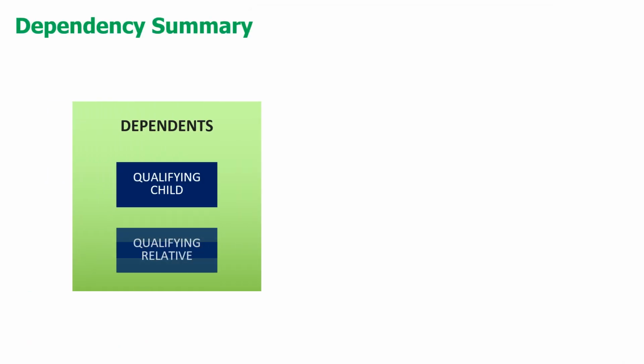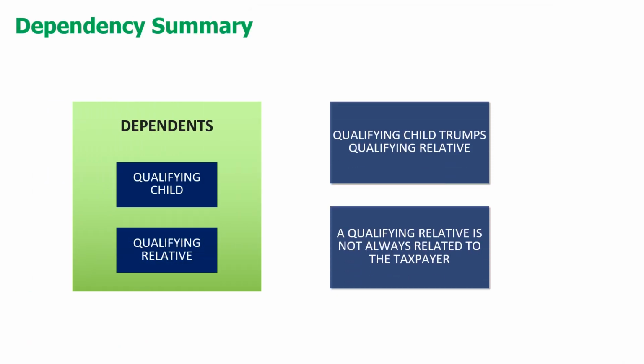Let's review what we've learned. Dependents impact the entire tax return, especially filing status and credit eligibility. There are 2 types of dependents, the qualifying child and the qualifying relative. You will always use the charts in the Publication 4012 Tab C to determine if someone is a qualifying child or relative.